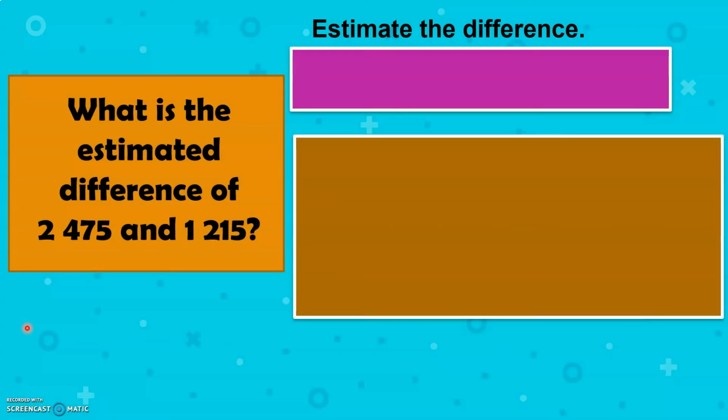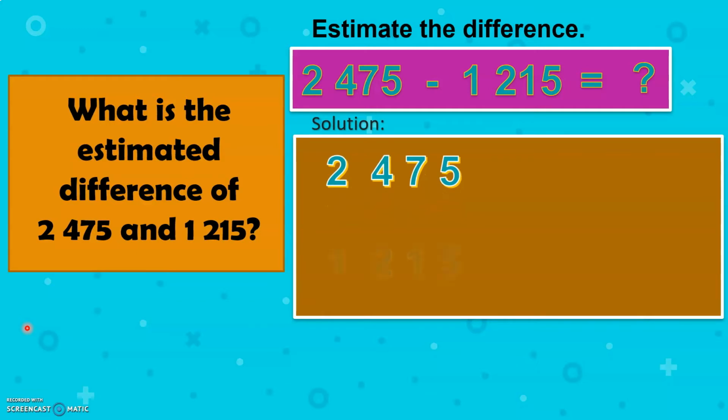What is the estimated difference of 2,475 and 1,215? So our equation will be 2,475 minus 1,215 is equal to blank. So to find the estimated difference, we need to round off the minuend and the subtrahend according to the highest place value present in both. And the highest place value present in both is the thousands place.